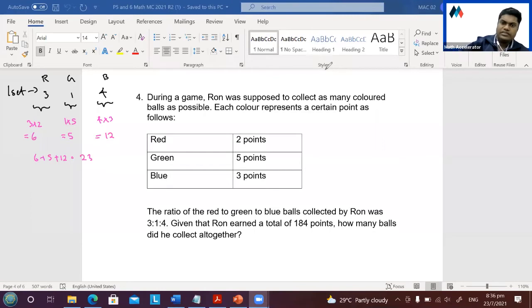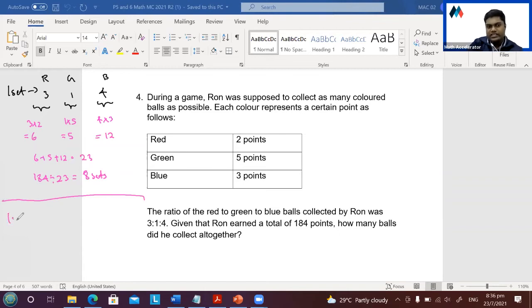Yep, correct. Just take 184 divided by 23. So that'll give you a total of 8 sets. Okay, so the question is asking how many balls do you collect altogether, right? So this one, I'll personally tell you, okay, cut short your method.